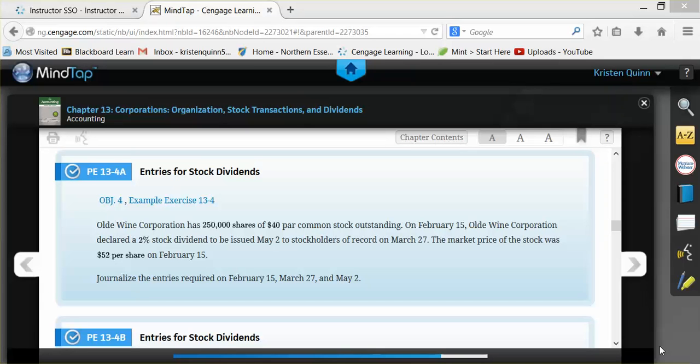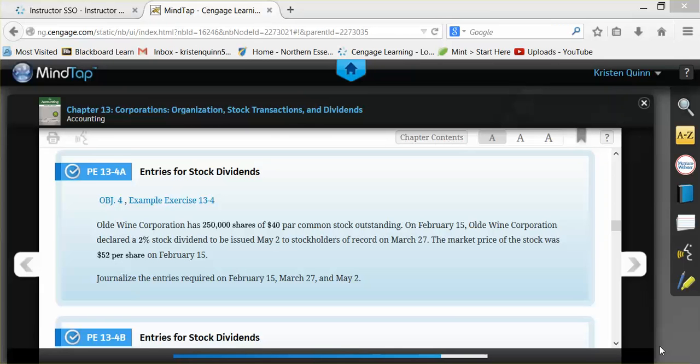In this example, we're going to be doing practice exercise 13-4A that can be found in your textbook on page 608. We are going to be doing the entries necessary to record a stock dividend. The problem tells us that Old Wine Corporation has 250,000 shares of $40 par common stock outstanding. On February 15th, the corporation has declared a 2% stock dividend to be issued on May 2nd to stockholders of record of March 27th. The market price of the stock was $52 per share on February 15th.